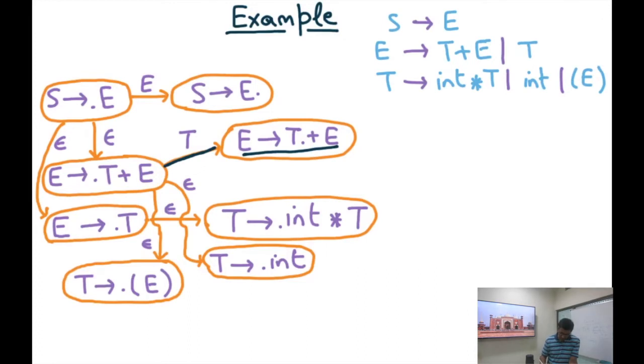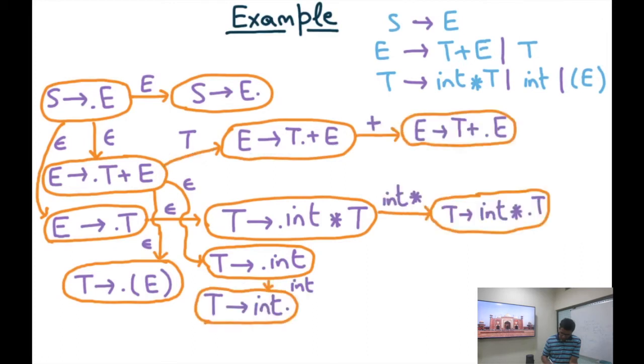Okay, I can keep doing this. So for example, I could look at any one of these states here. For example, I could look at E produces T dot plus E, and once again I could consume plus and move my pointer one step to the right, or I could make transitions. Notice that there are no epsilon transitions from this particular item because the next symbol is a terminal, not a non-terminal.